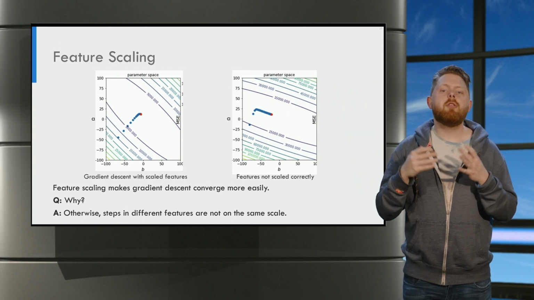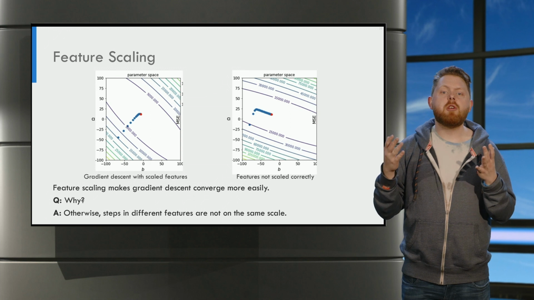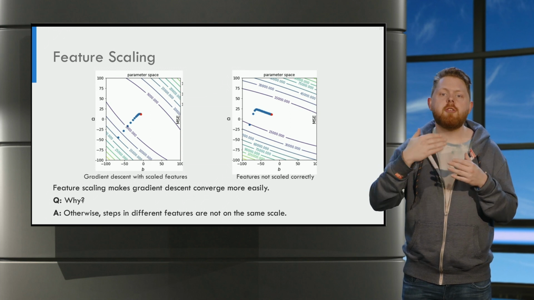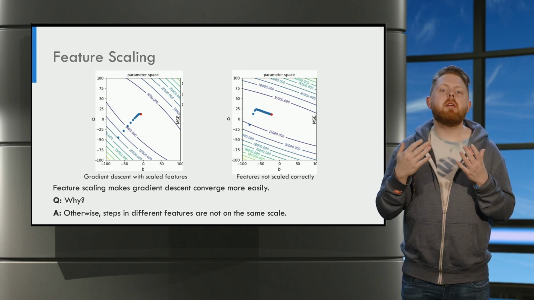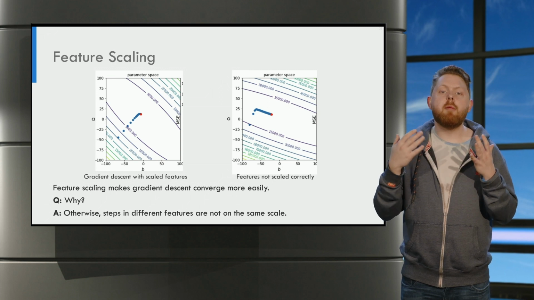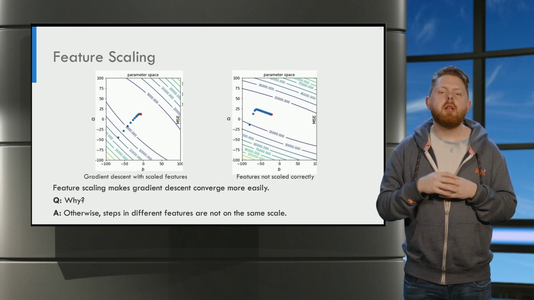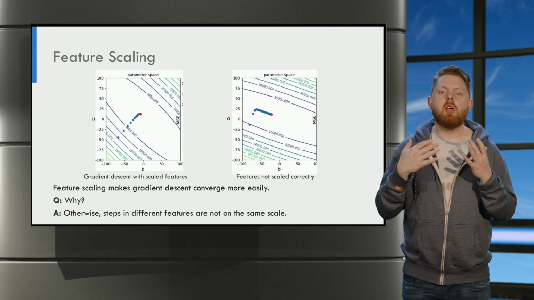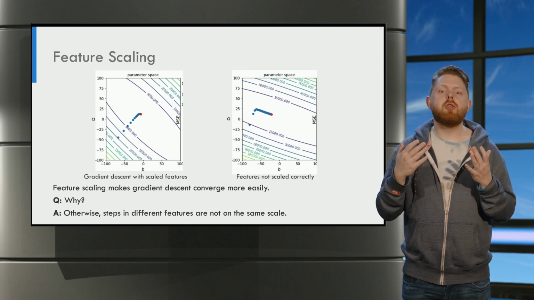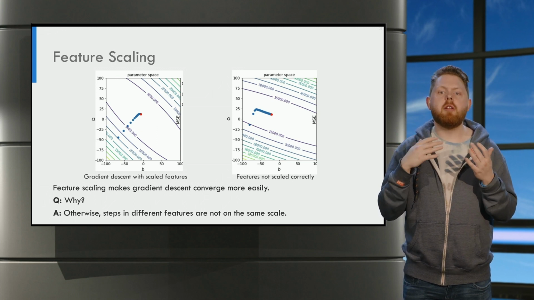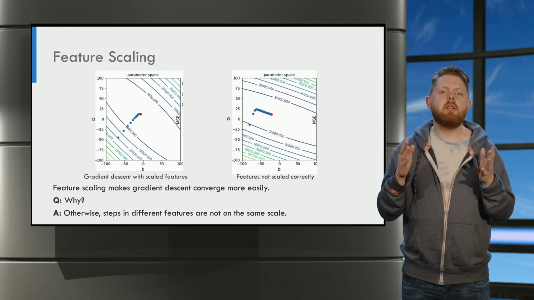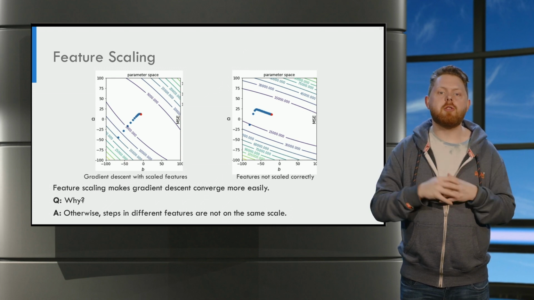Because the parameters for one feature make much more progress than the other, gradient descent is going to take a long time to converge. This is why you want to scale your features and to make sure they are on the same scale for gradient descent. This leads to a faster convergence.